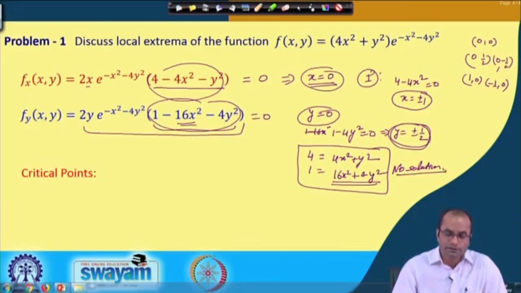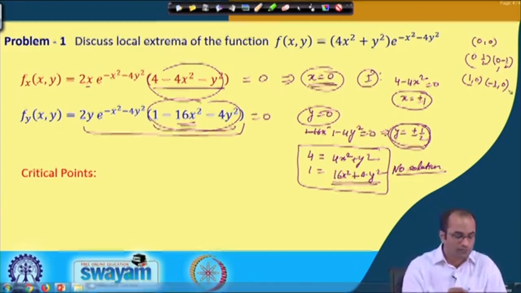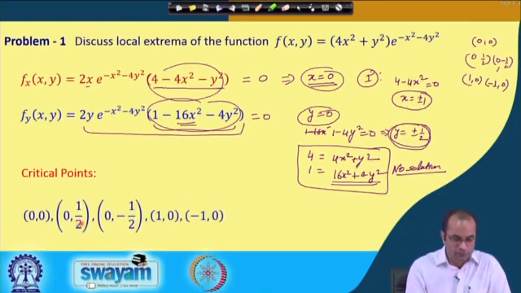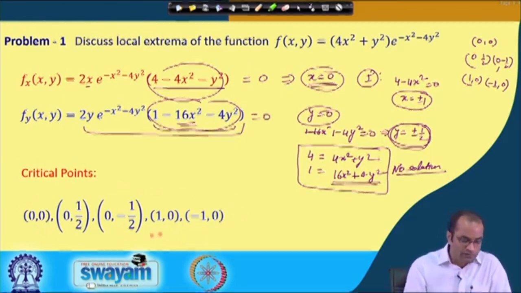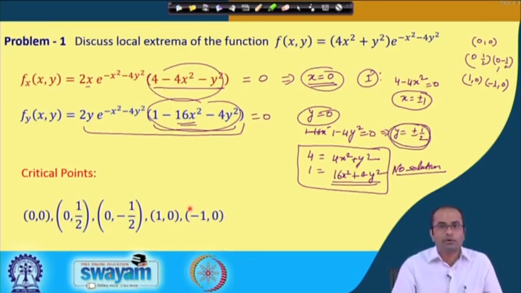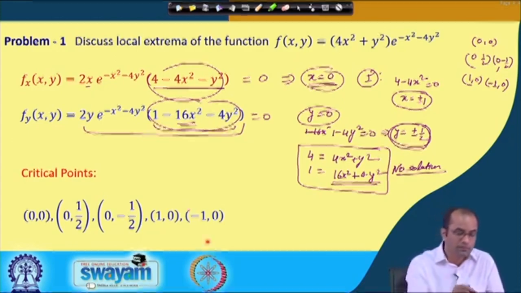So, we got all these points: 0, 0, and 0, plus minus half, and plus minus 1, 0. At all these points, we need to further investigate. So, as discussed, we have these 1, 2, 3, 4, 5 critical points, or the points where both the derivatives vanish. And now, we have to discuss for each critical point whether it is a point of local minimum, or a point of local maximum, or a saddle point.